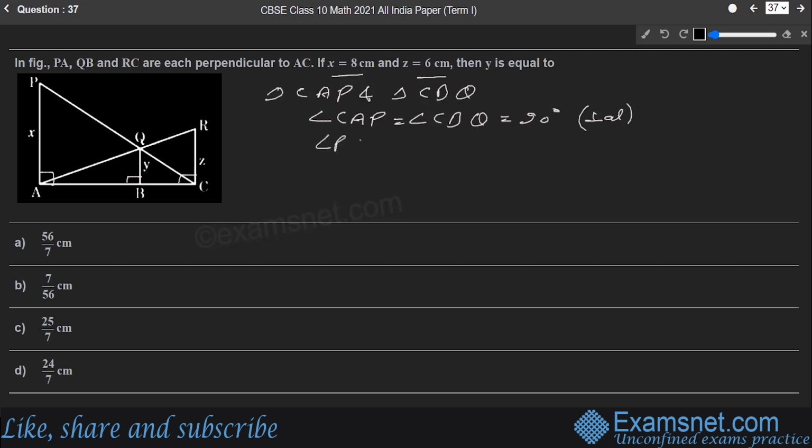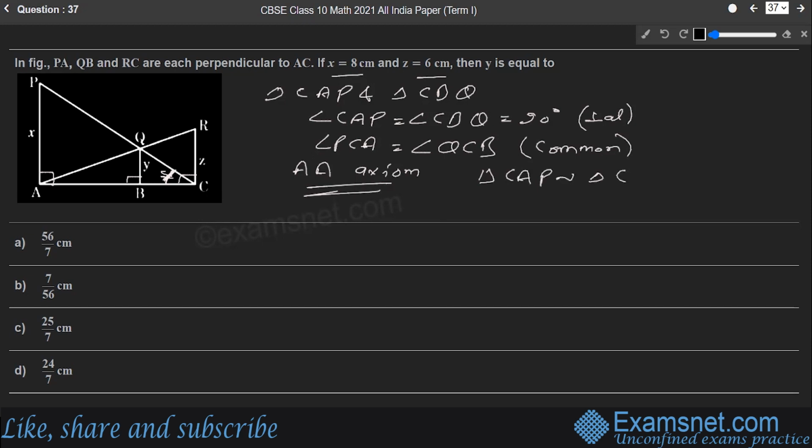And also angle PCA is equal to angle QCB, because that is nothing but the angle C, the common angle to both the triangles. So this obviously has to be taken once, and they are equal. So we can use the angle-angle criterion of similarity, and we can conclude that triangle CAP is similar to triangle CBQ. These two triangles are similar.